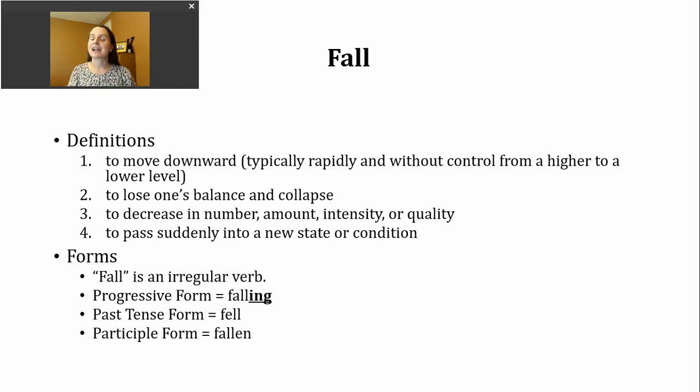But first, I want you to know that fall is an irregular verb. To make the progressive tense, all we need to do is add ing to form falling. The past tense form of this verb is going to require us to change the vowel to an E, and that creates fell. The participle form of this verb is fallen.